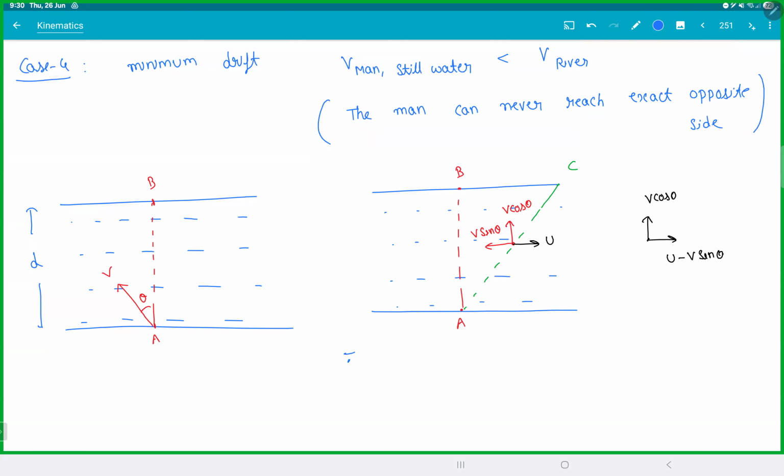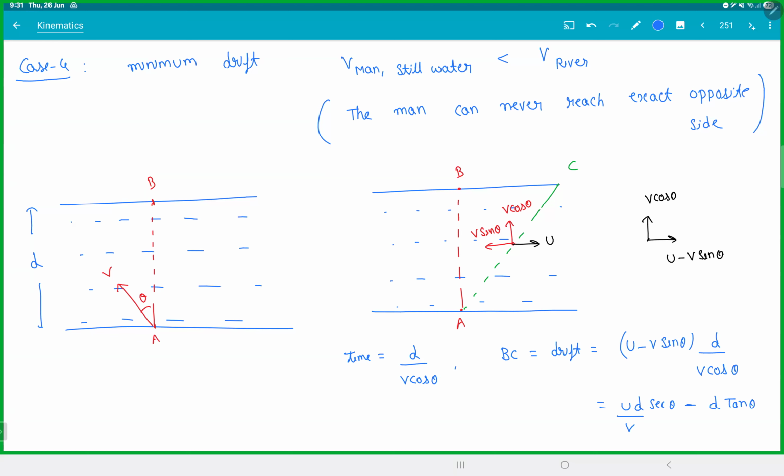So the time taken to cross the river is D by V cos theta, since V cos theta is responsible for crossing the river. BC, which is your drift, is nothing but the horizontal velocity, in this case U minus V sin theta, into the time D by V cos theta. This is UD by V sec theta minus D tan theta. So this is the drift.